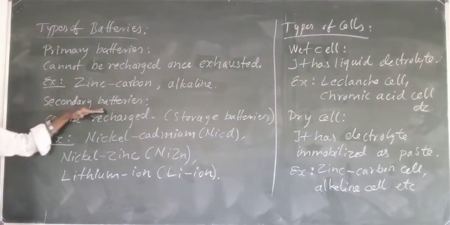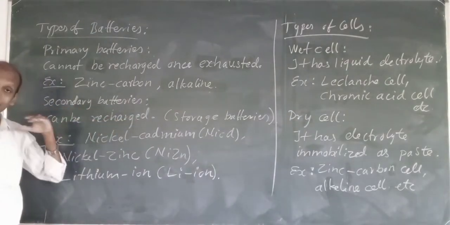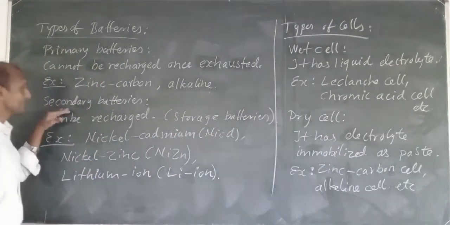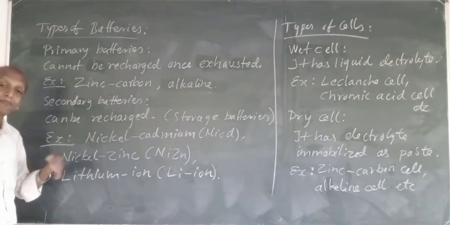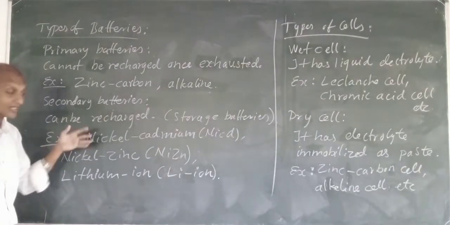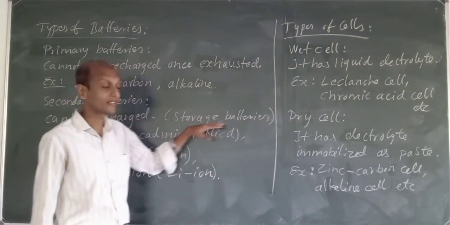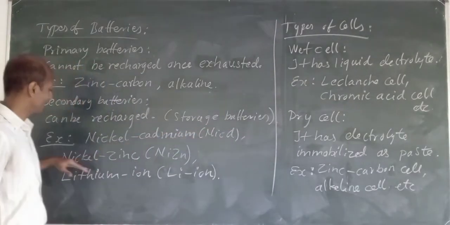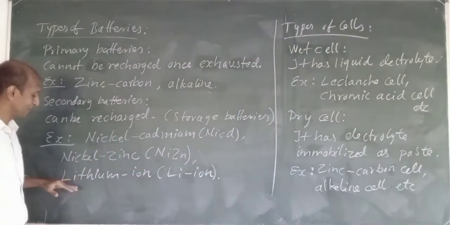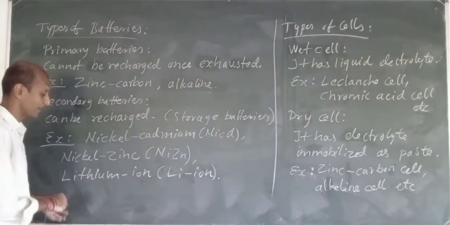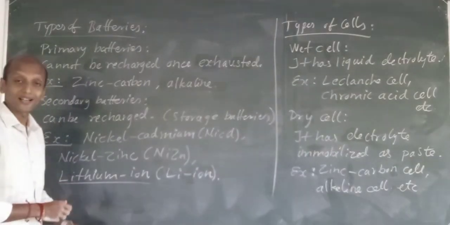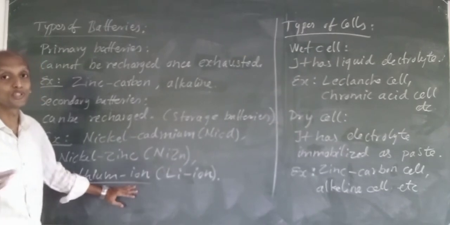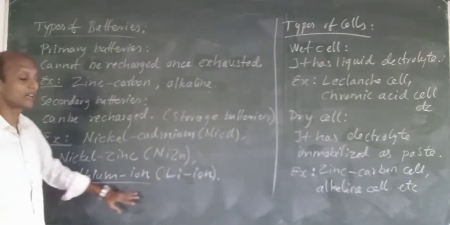Coming to secondary batteries, these can be easily recharged, and we call them storage batteries. For example, we have nickel cadmium batteries, nickel zinc batteries, and lithium ion batteries. Lithium ion batteries are a very important kind of secondary battery. These are the batteries used in your mobile phones. Mobile phones have lithium ion batteries only.